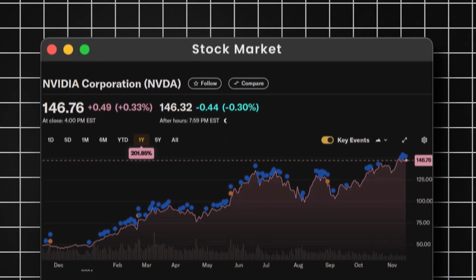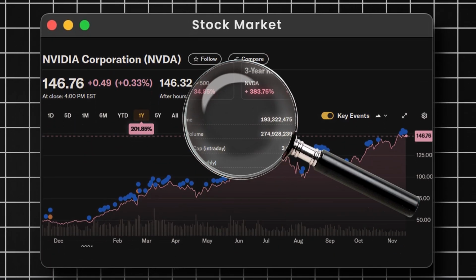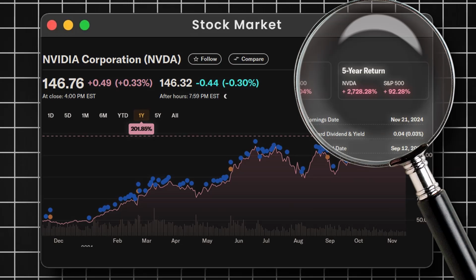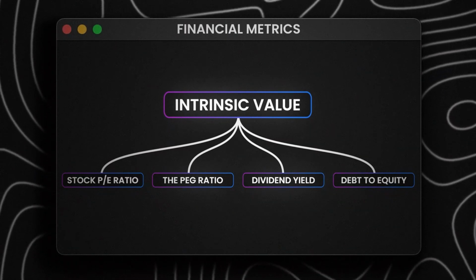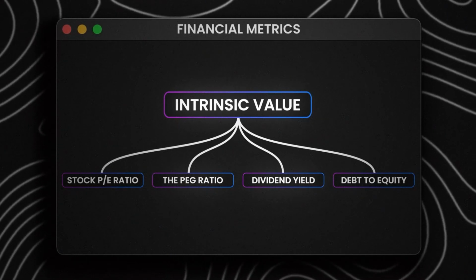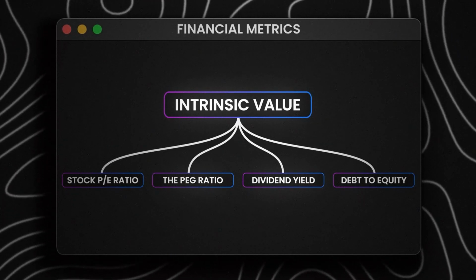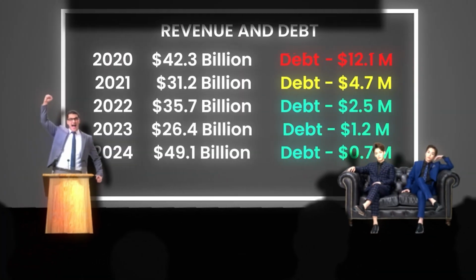So there you have it, a beginner's guide to evaluating stocks. We covered the key metrics like PE ratio, PEG ratio, dividend yield, debt to equity ratio, and how to look at growth and profitability. These metrics give you a solid foundation to start evaluating companies and making informed investment decisions.